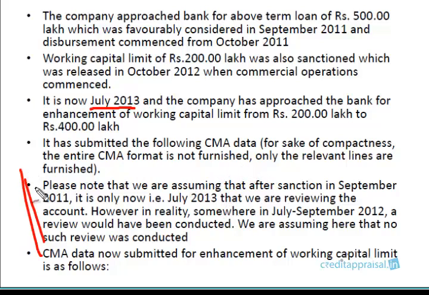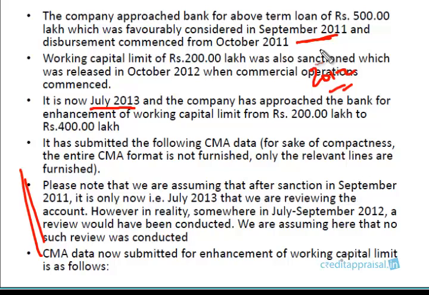There is also an assumption here that the sanction happened somewhere in September 2011, right? So we are now saying it's July 2013. Normally, somewhere in 2012, maybe 1 year after the sanction, there must have been an annual review of the term loan, because all banks usually do this, at least for large projects. We are assuming that this has not happened, because it is normal; you see these sort of things happening.